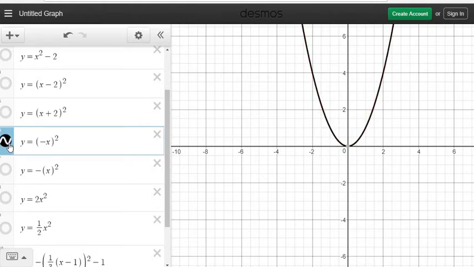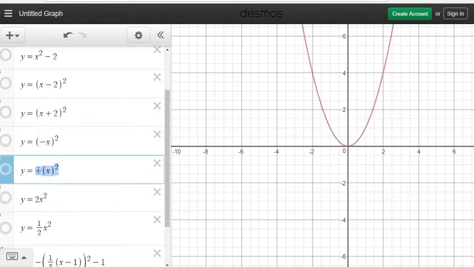Okay, you can see that black graph is actually the exact same as the red one, and I'll turn it on and off. These are the same graphs, and the reason is that if you reflect over the y-axis, because that's what the negative x does, it takes all the x's, makes them negative, that means it reflects over the y-axis. If you reflect a parabola over the y-axis, it doesn't look any different. It's the exact same because the parabola is symmetrical, meaning you can fold it on top of itself and it looks the same.